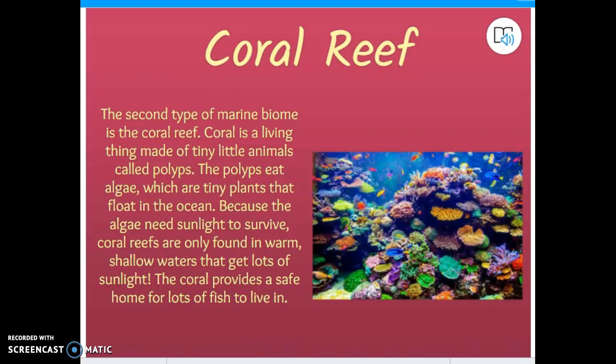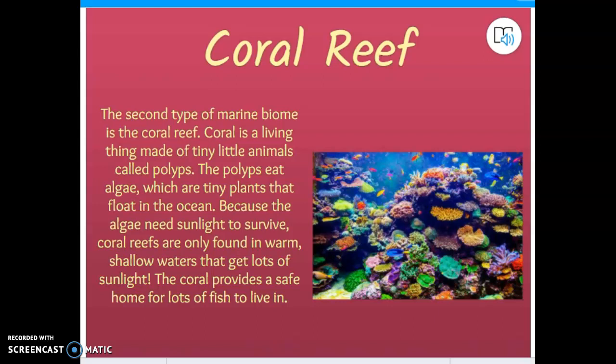Because algae needs a lot of sunlight to survive, coral reefs are typically found in fairly shallow water. Amanda is not going to deep dive down into the bottom of the ocean and find a coral reef down there if there's no sun. At least none that we have come across that I know of yet. Because it has to have algae, which has to have sunlight in order to go through photosynthesis and create its own food, thus starting the food chain that we've already learned about.